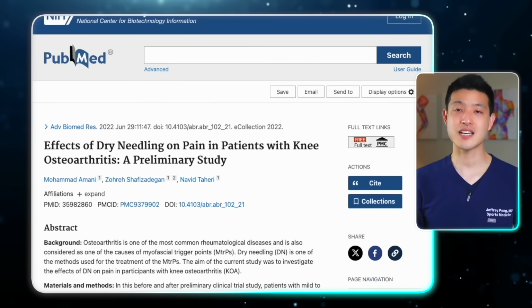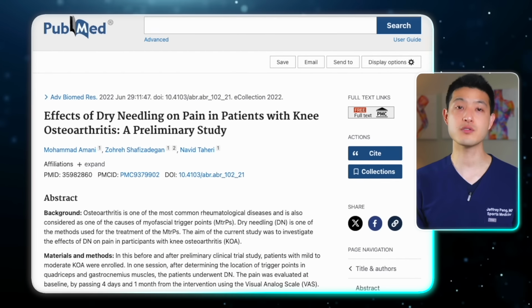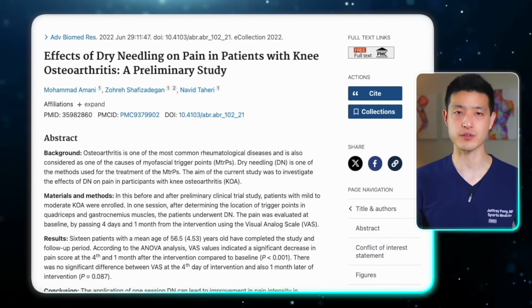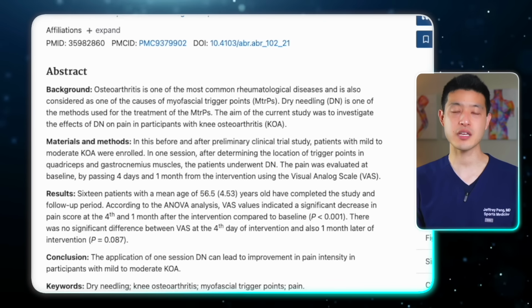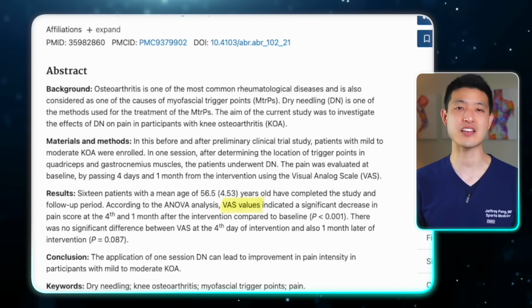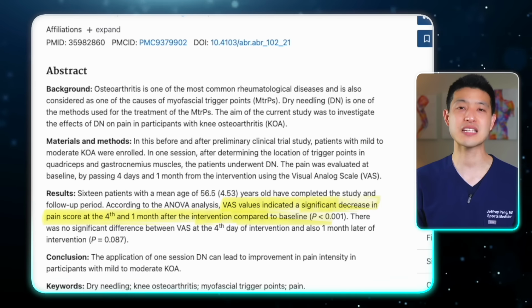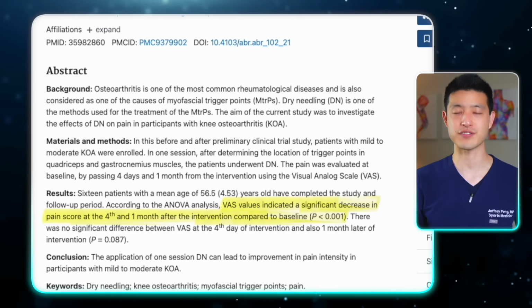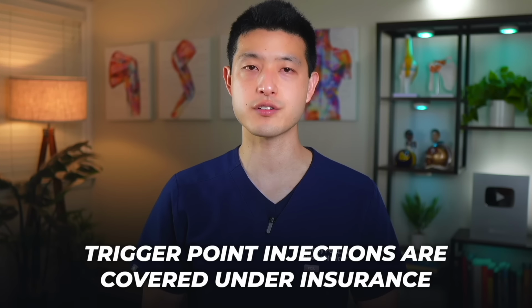The authors looked at if dry needling would help reduce pain in patients with mild to moderate symptomatic knee osteoarthritis. They found that the application of one session of dry needling in the quadriceps and gastrocnemius muscles led to significant decreases in pain scores over the 1-month period of investigation. Better yet, trigger point injections are covered under insurance.